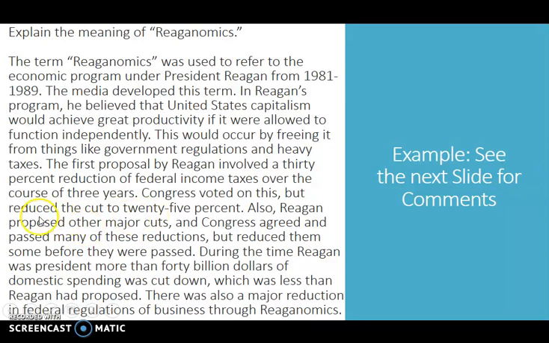Another stat, great. Also, Reagan proposed other major cuts, and Congress agreed and passed many of these reductions, but reduced them some before they were passed. While Reagan was president, more than $40 billion of domestic spending was cut, which was less than Reagan had proposed. Okay, another stat. That's good. There was also a major reduction in federal regulations of businesses through Reaganomics.